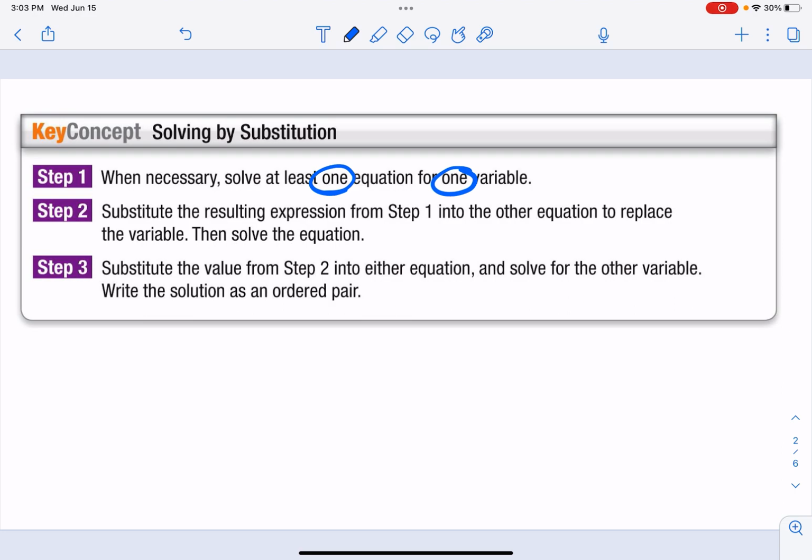Substitute the resulting equation from step 1 into the other equation. Don't put it into the one that you just solved for y for. You're going to get it wrong then. You're going to get an all real numbers type of answer. Okay, now we solve the equation. You're going to solve for a variable. Then you plug that variable into one of your two equations, and write the solution as an ordered pair. That's going to be key also.